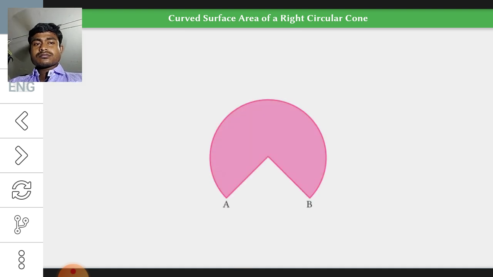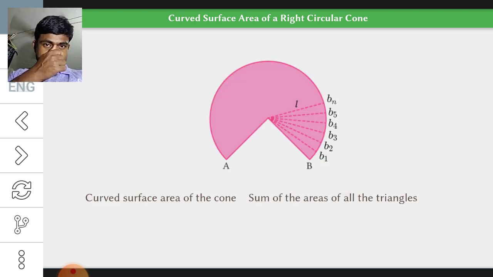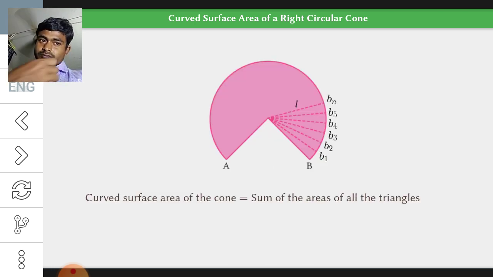If we cut a hollow paper cone along its slant height, we get a shape that looks like a part of a circle. If we divide the paper into n triangular pieces, then each piece is a small triangle whose height is the slant height of the cone and the base is B1, B2, B3 up to Bn. The curved surface area of the cone will be equal to the sum of the areas of these small triangles.